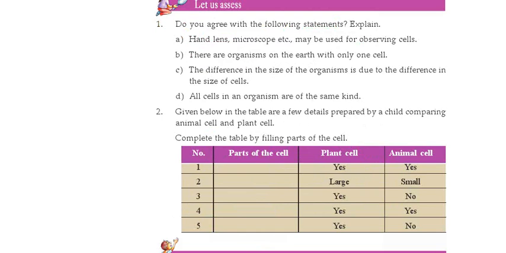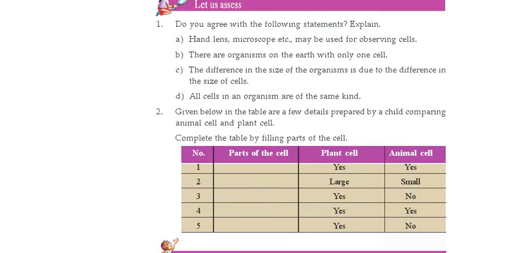But next, the second one, B. Observe this one. There are organisms on the earth with only one cell. That you already studied. That is why we can observe amoeba, paramecium, etc. through microscope. So we can say this statement is true.